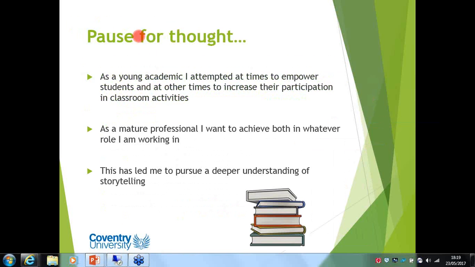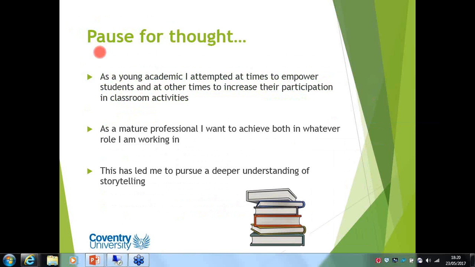So as a young academic, I attempted at times to empower students through classroom activities, getting students to take a lead on what subjects they wanted to study next, what subjects they wanted to study in more depth. Other times I tried to increase participation in classroom activities through surveys, through post-it note exercises, various other means.